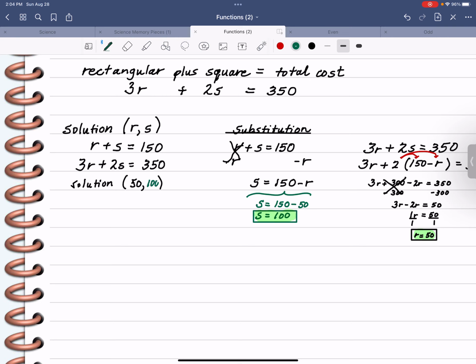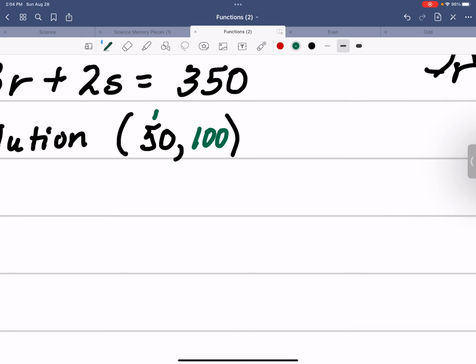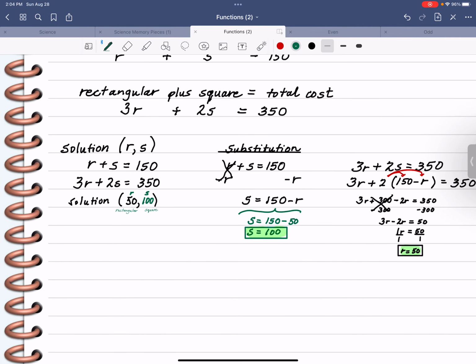The question was, how many square blocks and how many rectangular blocks did Elias purchase? Remember, this is R and this is S, so he purchased 50 rectangulars, and he purchased 100 squares according to the substitution method.